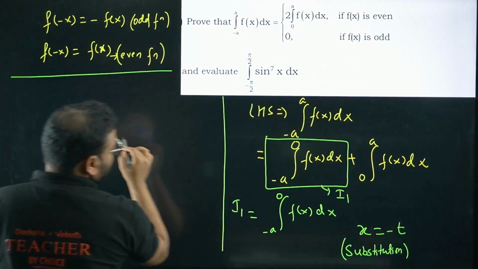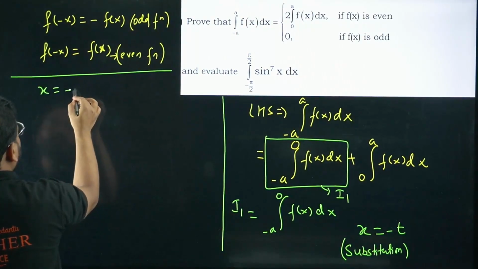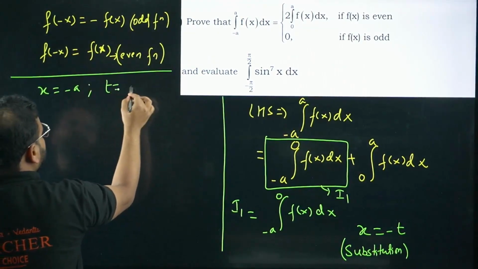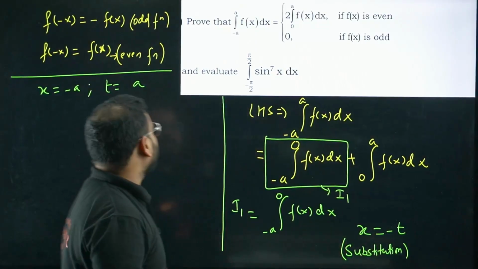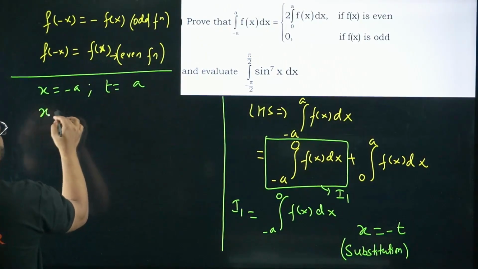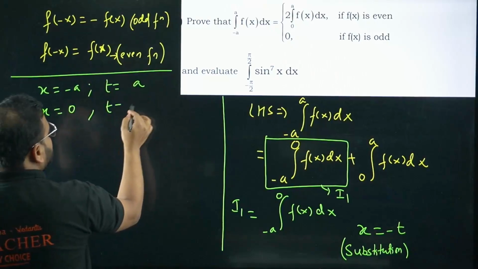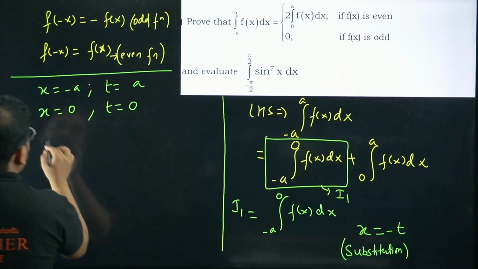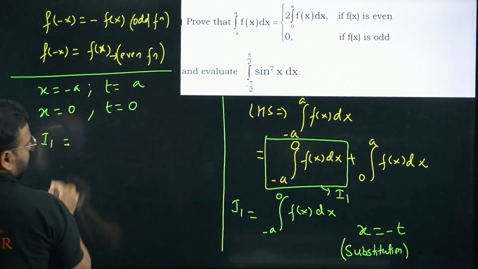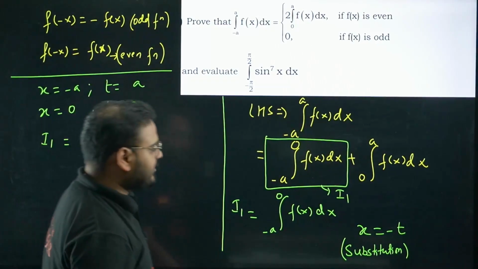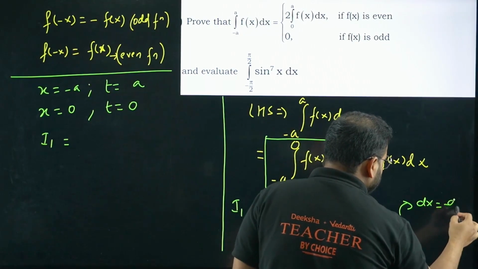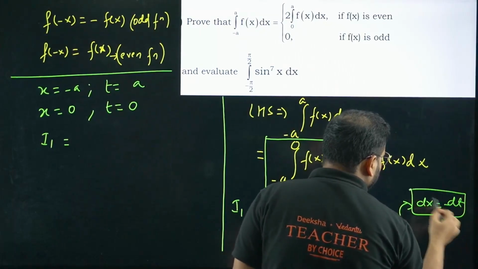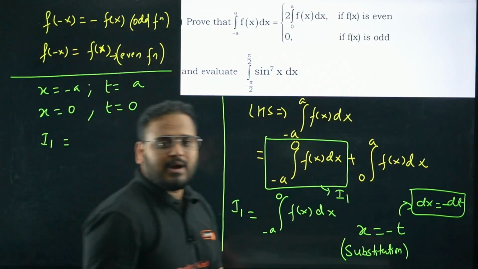So what I'm getting, when x is equal to minus a, your t will become simply plus a, because minus of minus is plus a. When x is equal to 0, t will also be 0. So this integration will become I1, please check. One more thing I have to do, the derivative. Doing the derivative over here, I get dx equals to minus dt. We have a minus dt, okay?